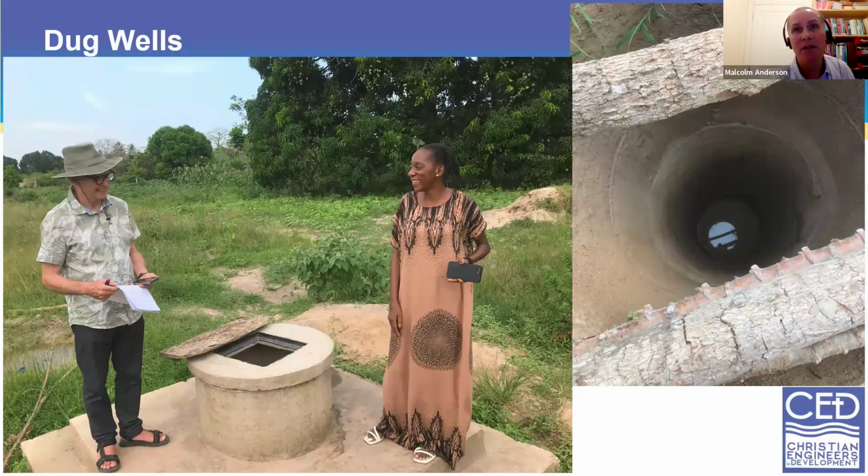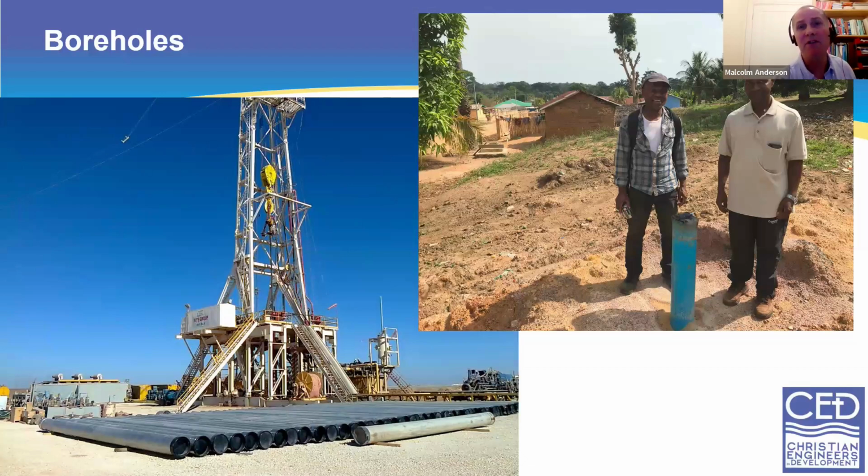Dug wells and boreholes. And boreholes come at lots of different scales. So this here is a 4-inch well, I think it is, which will take a 2-inch pump. So it's a really small scale and suitable for village supply, but with a small yield.